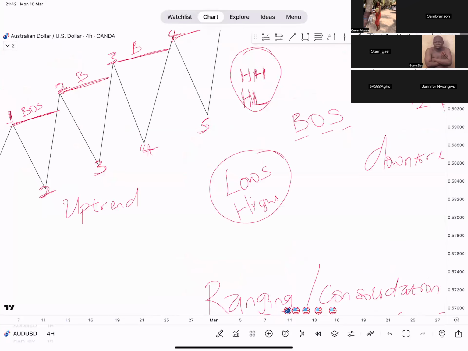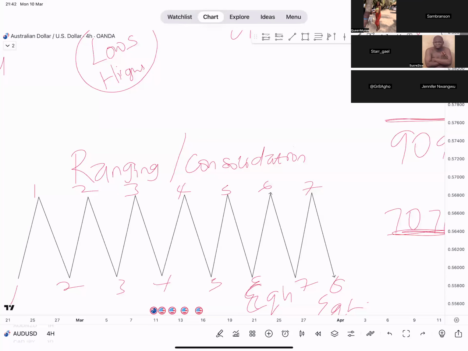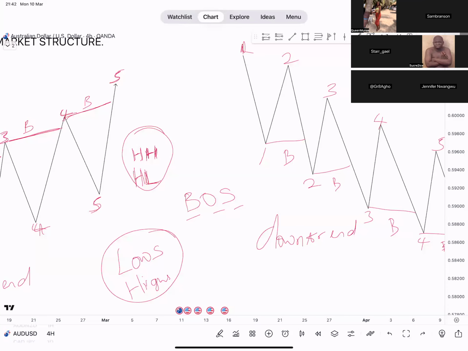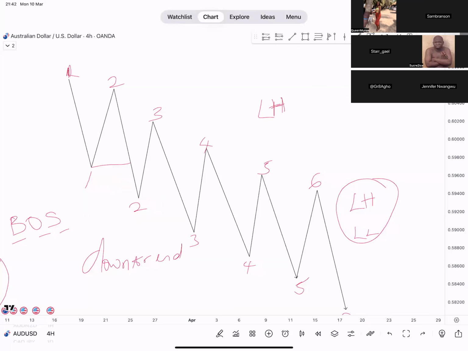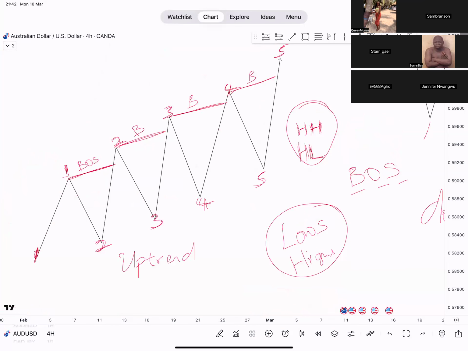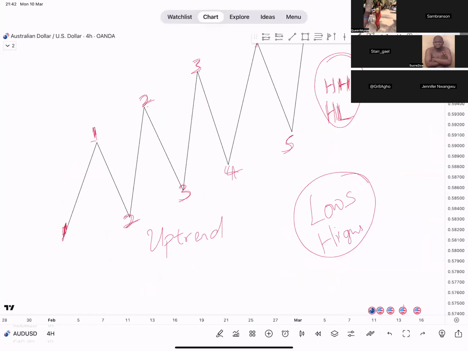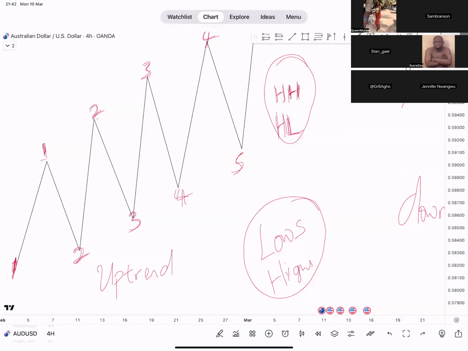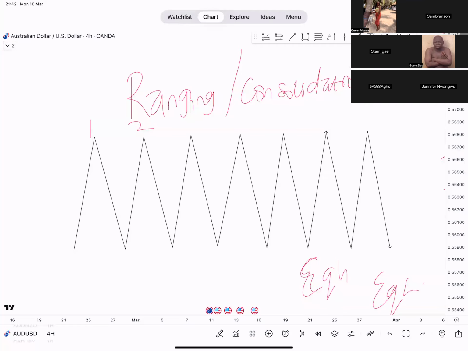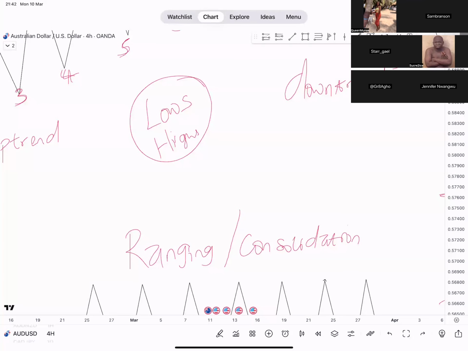But there's still one more thing that I want you to take home today, which is the concept of protected highs and lows. Okay. Sorry, let me clear my screen a bit so it doesn't get too cluttered. All right. So, protected highs and lows.